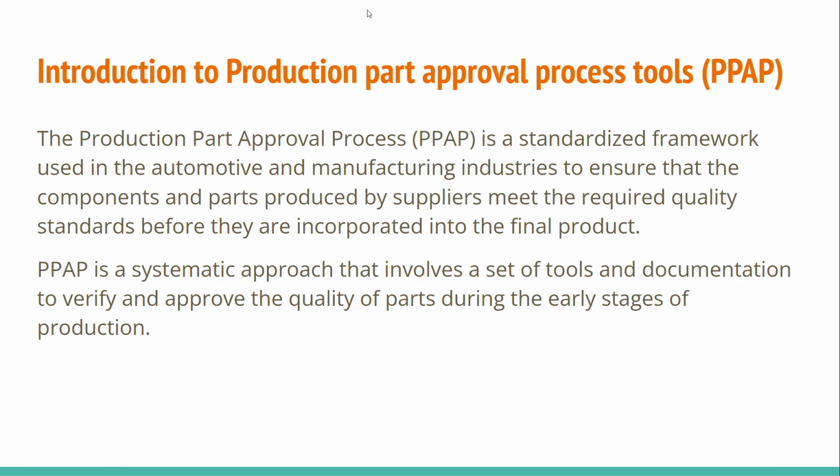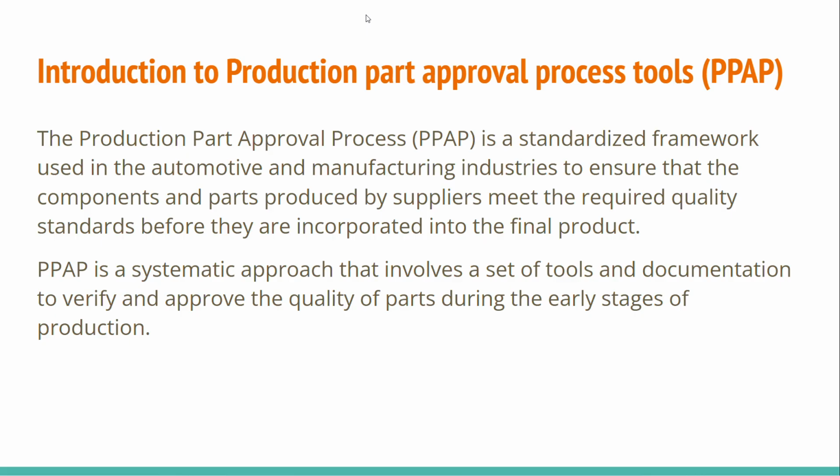Introduction to the production part approval process, PPAP. PPAP is a quality assurance process used in manufacturing industries. It confirms that the supplier's production process can consistently produce parts meeting all design requirements. PPAP documents include design records, process flowcharts, control plan, FMEA, meaning failure mode and effects analysis, dimensional results, and material test reports.